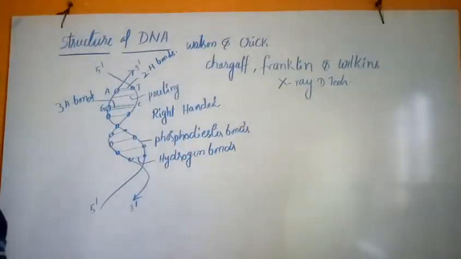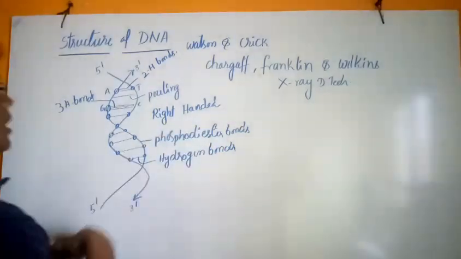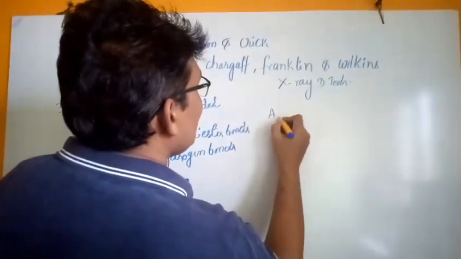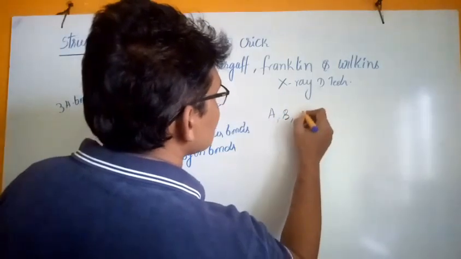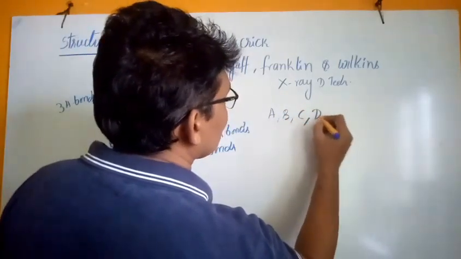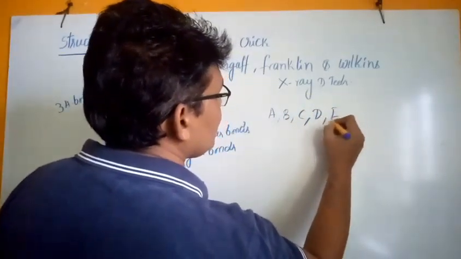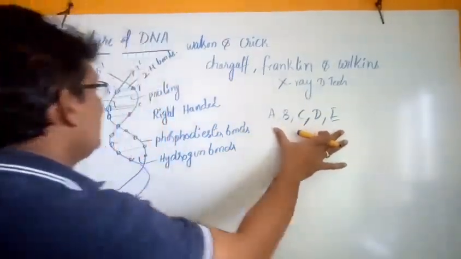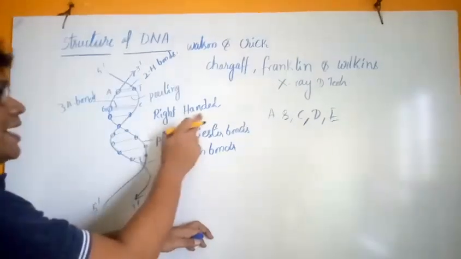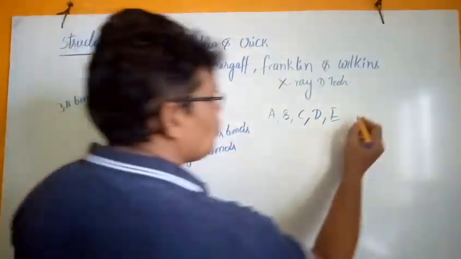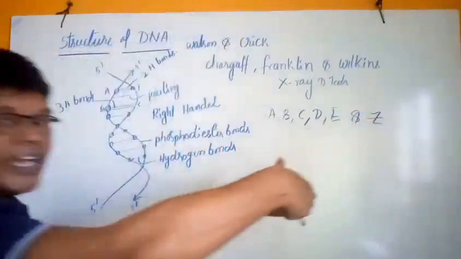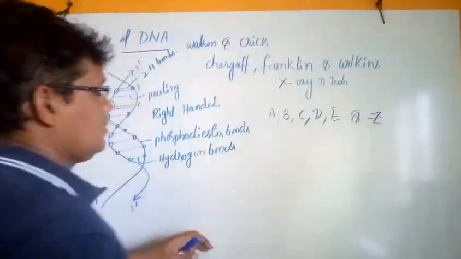There are some types of DNA molecule: A, B, C, D, E. All of these types are arranged as right-handed DNA molecules, whereas only one type, the Z type, is a left-handed coiled DNA molecule.